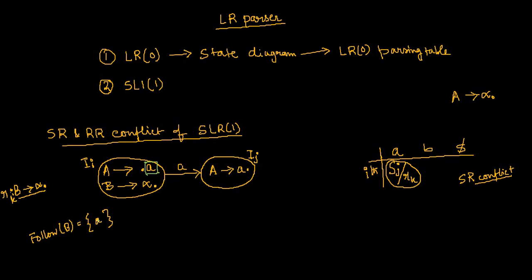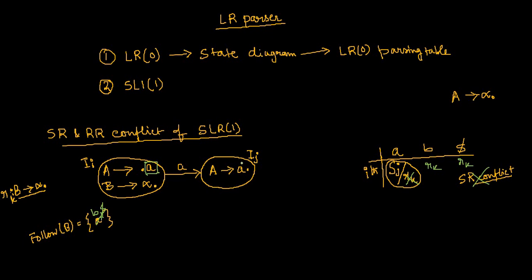If follow of B is not A, rather say follow of B was small b or dollar, then I will not put RK over here; I will put RK somewhere over here or here. And then it will be okay, fine, no conflict. But if I find that follow of B contains the character for which a shift move is happening from i to j, then I definitely have a chance of SR conflict.